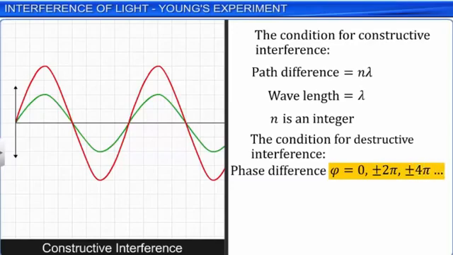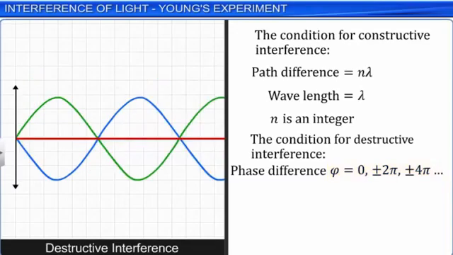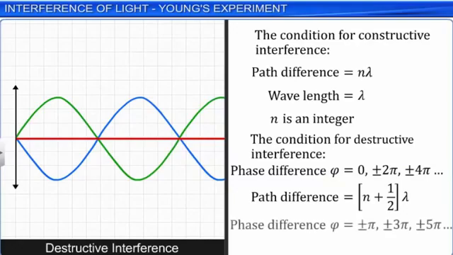For destructive interference, either the path difference is equal to n plus half into lambda, or the phase difference phi is equal to plus or minus pi or plus or minus 3 pi and so on.